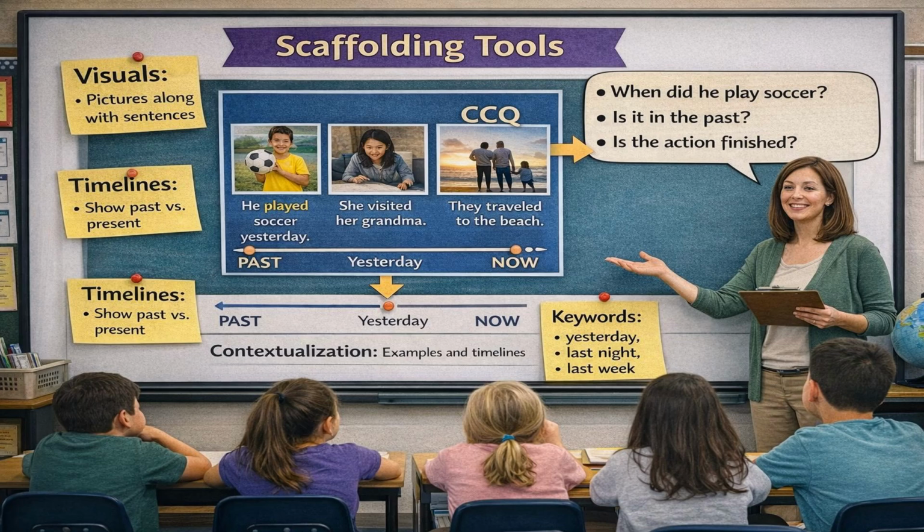For example, in this lesson, the teacher is teaching the simple past. She uses visuals to show clear examples. She uses a timeline to help students understand that the action happened in the past. She uses CCQs to check meaning and guide thinking, such as, "When did he play soccer? Is it in the past? Is the action finished?"